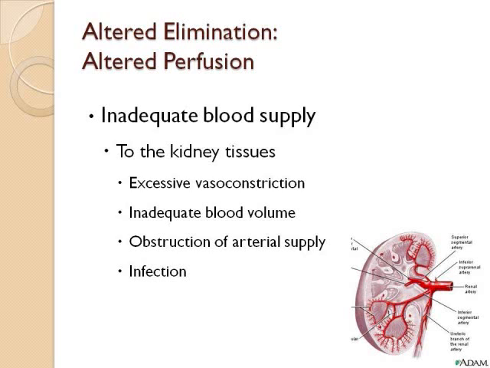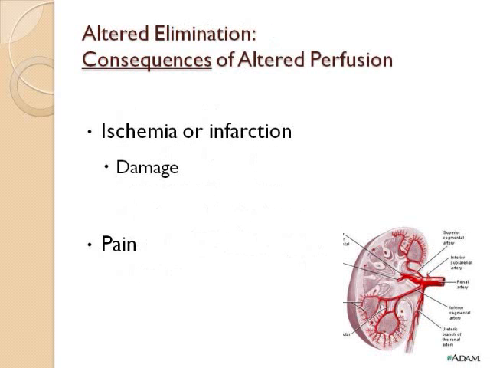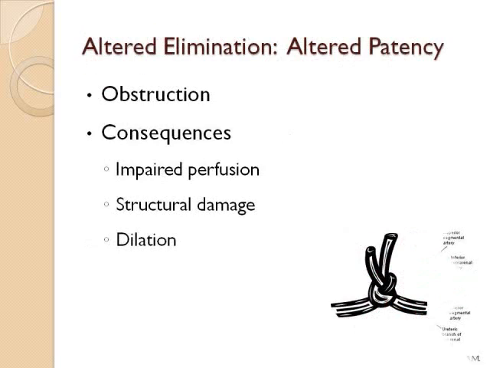What can cause a block in the blood supply? Well, it can be excessive vasoconstriction. It can be inadequate blood volume throughout the body. An obstruction of the arterial supply, or infection. And what are our consequences going to be? Well, if we block the perfusion to any part of the body, we end up with ischemia and infarction and damage, and that includes the kidney. And there will be pain.